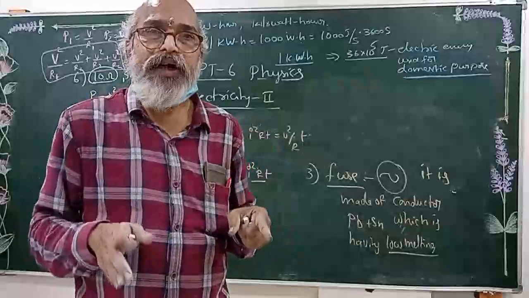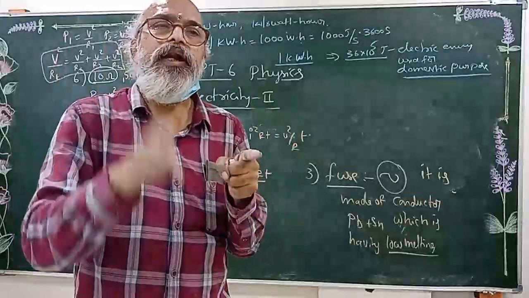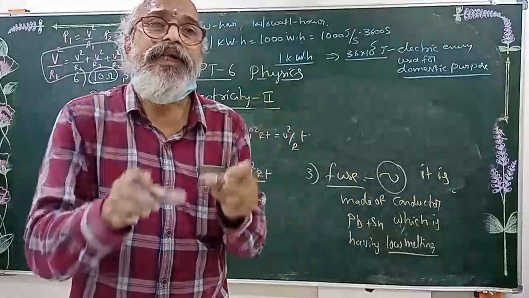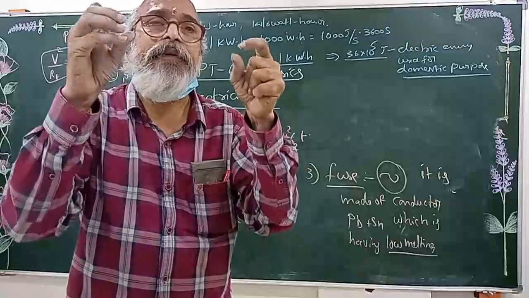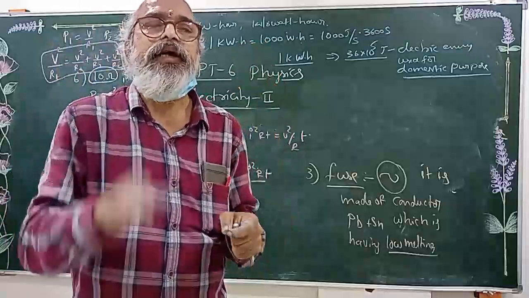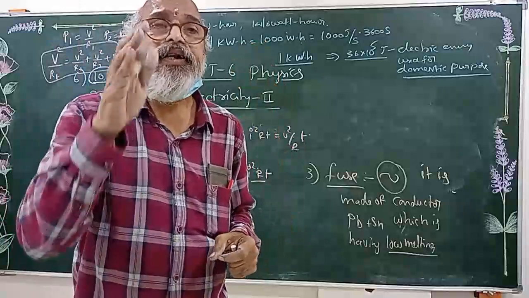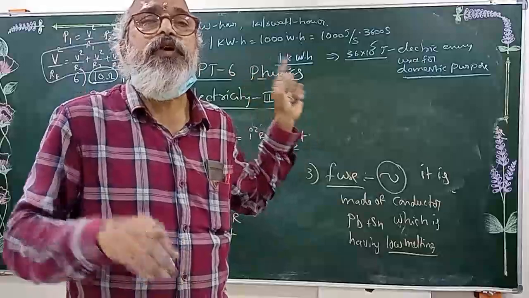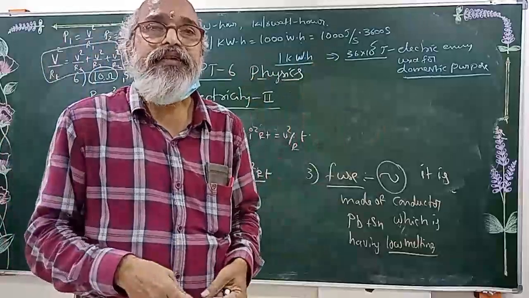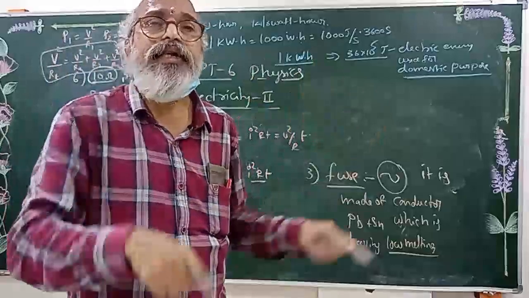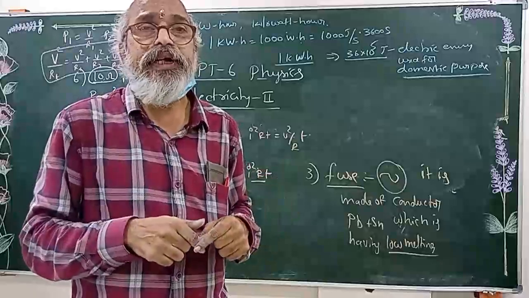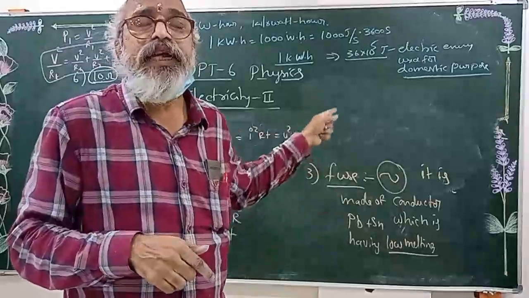Meaning, what will it do? It will allow only the required current. If excess current is flowing, immediately it will heat up, melt down and break the circuit, and cause the alertness that something is flowing excessively. So we have to carefully check the insulation and all aspects. Any drawbacks, short circuits may also take place. So the fuse is very important.